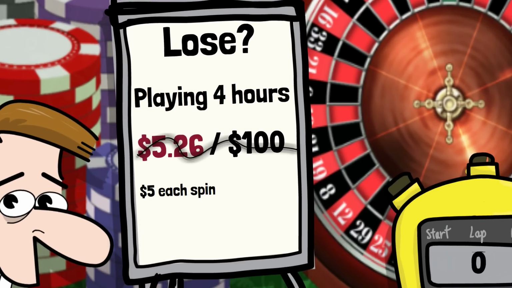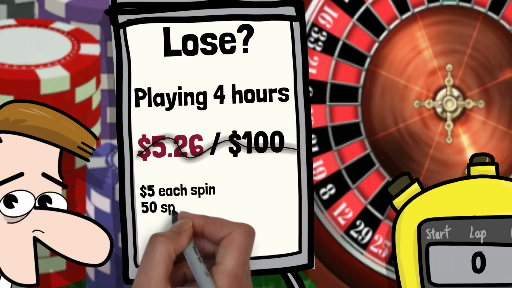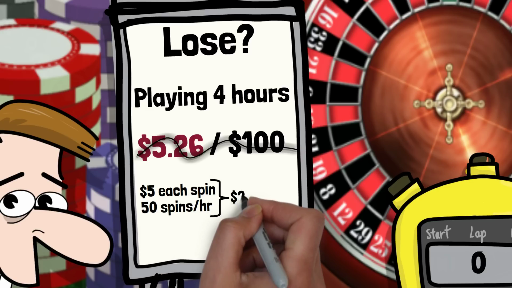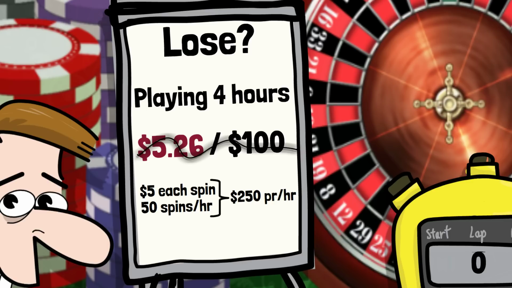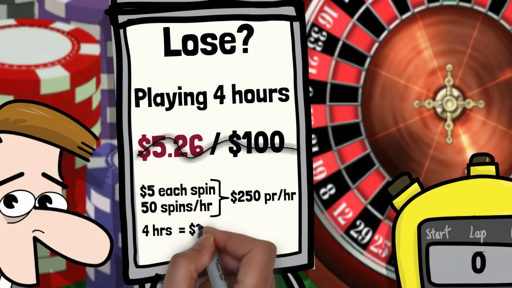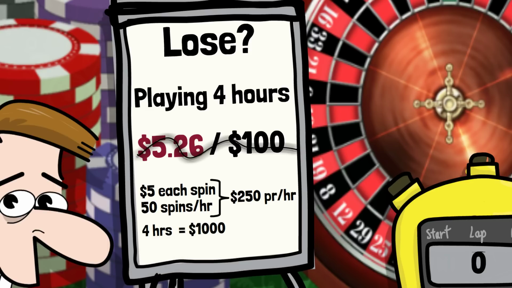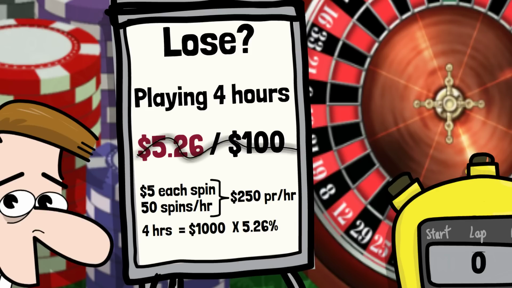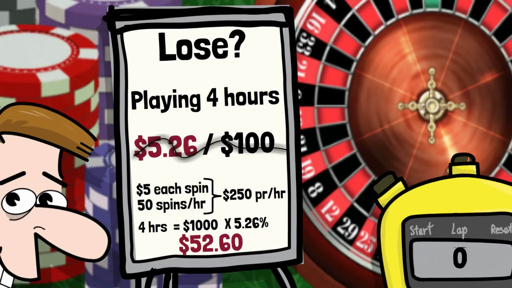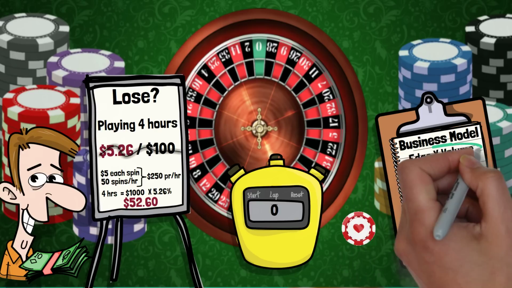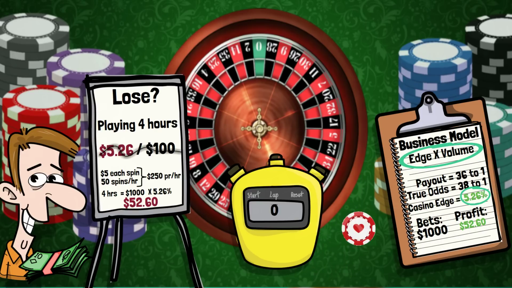Some spins win and other spins lose. The wheel spins 50 times per hour, and this equates to a total amount wagered of $250 per hour. Let's assume you played for 4 hours. This would mean a total wagered amount of $1,000. Multiply that by the casino's edge of 5.26%, and you would likely have lost $52.60, more than half of your original $100. Remember, it's the total volume of bets or trades multiplied by a small edge that can make a huge difference.